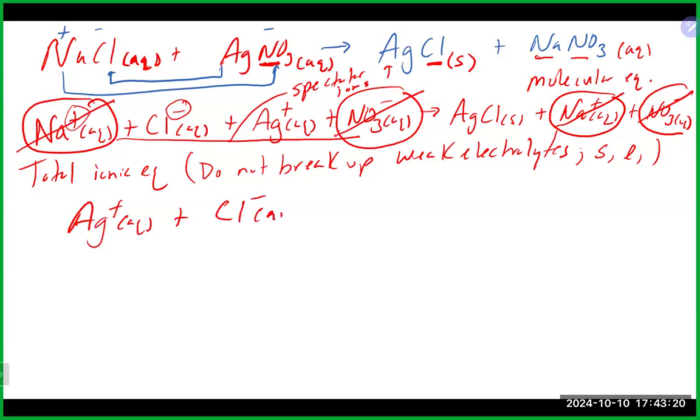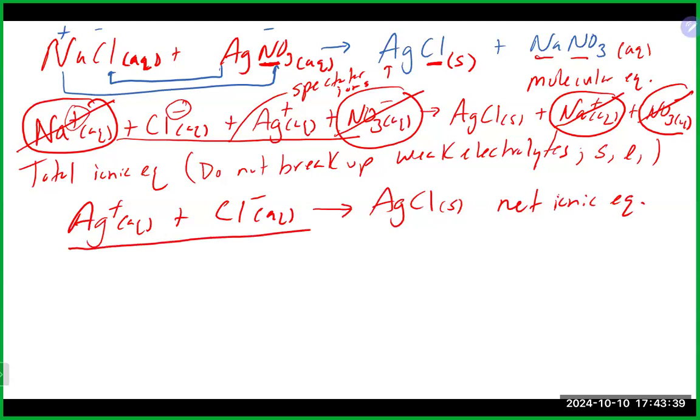The silver from the silver nitrate will go find the chloride from the sodium chloride and come together to make this solid here. And this is known as the net ionic equation. It is pretty much the equation that shows you exactly what is happening in this reaction.